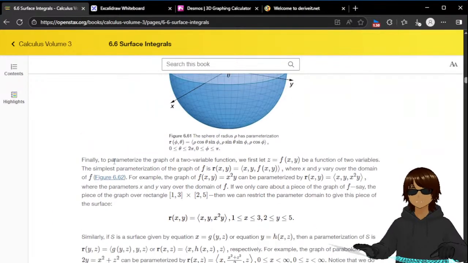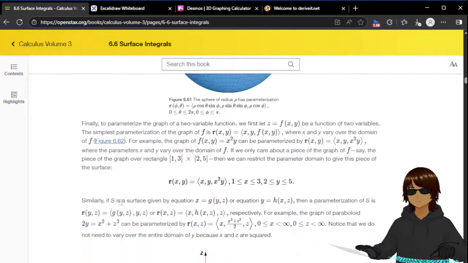Finally, we need to parameterize the graph of a two-variable function. Let z equal f(x,y) be a function of two variables. The simplest parameterization of the graph of f is r(x,y) = (x, y, f(x,y)), where x and y vary over the domain of f. For example, the graph of f(x,y) = x squared y can be parameterized like this, where the parameters x and y vary over the domain of f. If we only care about a piece of the graph of f, say the piece over the rectangle [1,3] by [2,5], we can restrict the parameter domain to give this piece of the surface.